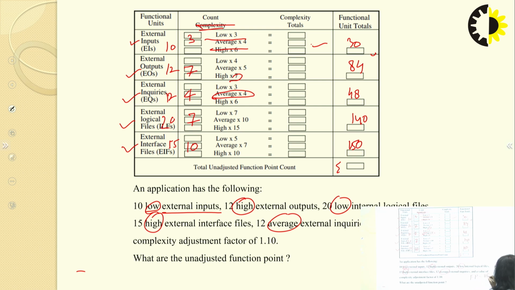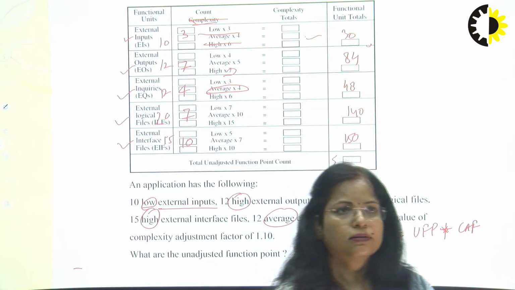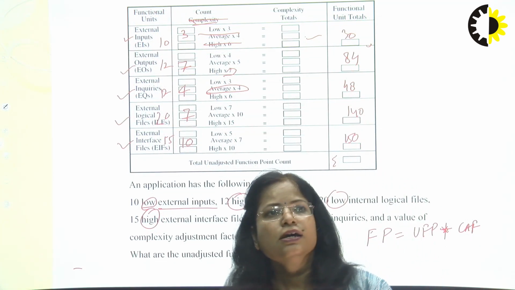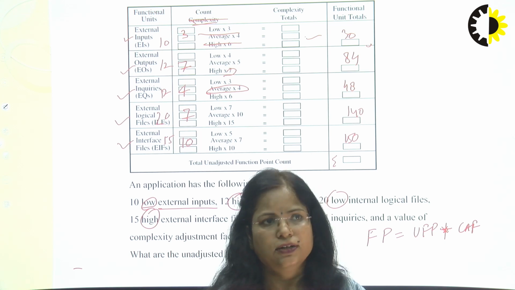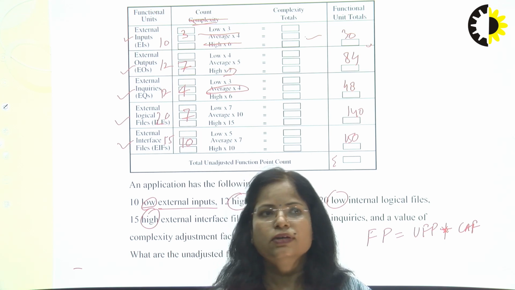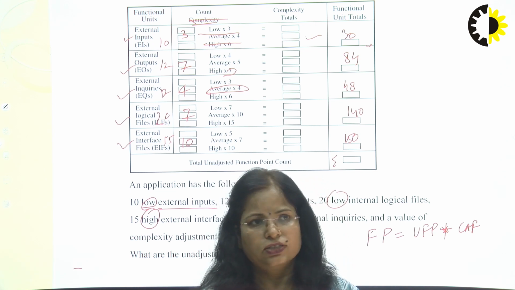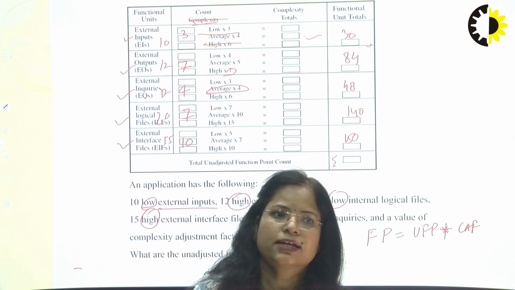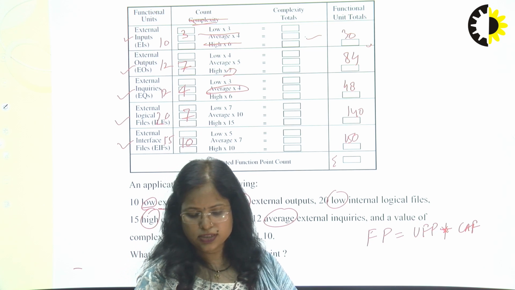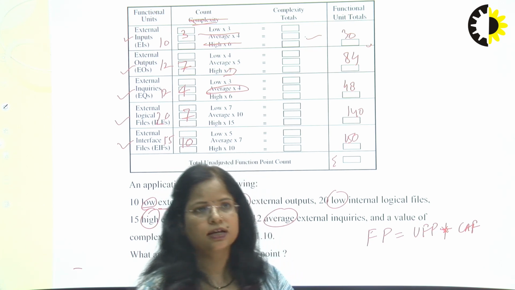FP is equal to UFP into CAF. So this is all about function point analysis. In this lecture we have discussed what a function point is, the different advantages of function points, how we can calculate the unadjusted function points and complexity adjustment factor, and at the last how we can calculate the function points. I hope all these things are clear.